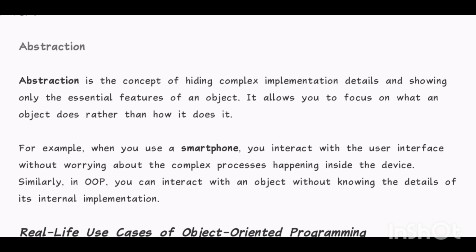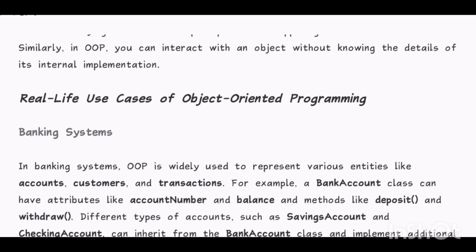Abstraction. Abstraction is the concept of hiding complex implementation details and showing only the essential features of an object. It allows you to focus on what an object does rather than how it does it. For example, when you use a smartphone, you interact with the user interface without worrying about the complex processes happening inside the device. Similarly, in OOP, you can interact with an object without knowing the details of its internal implementation.